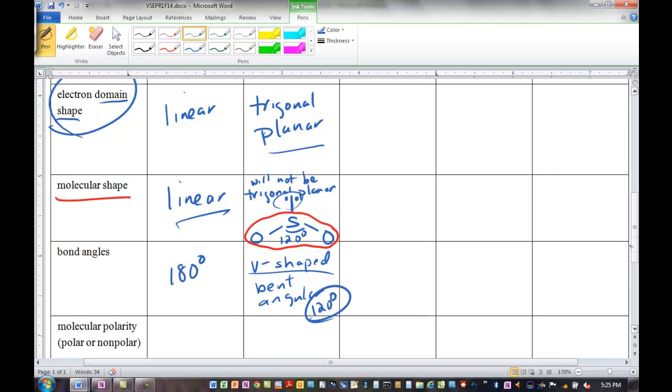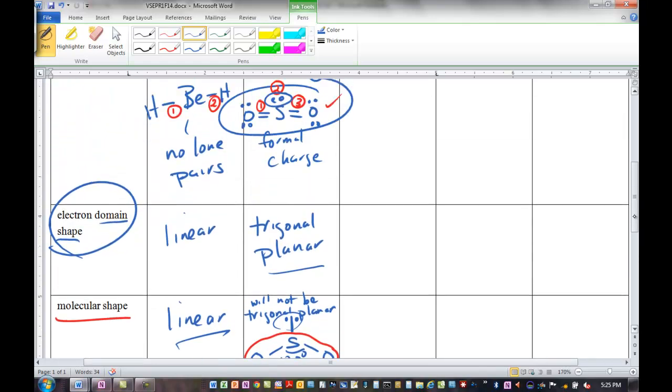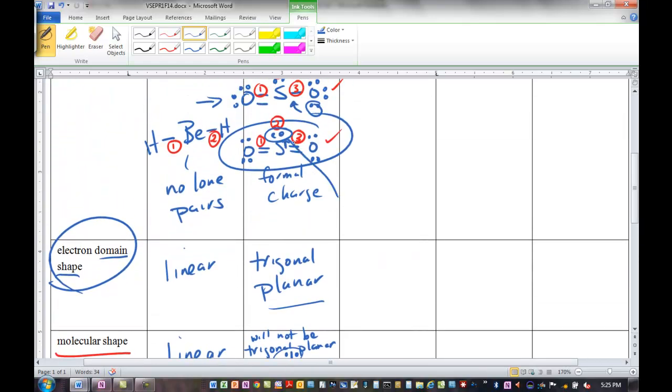All right, so there's 2 pairs and 3 pairs. Now remember, if there are lone pairs like this structure, the molecular shape, the actual geometry, how the atoms are arranged, will not be the same as this electron domain shape. 2 pairs linear, 3 pairs trigonal planar. All right, now let's get to 4 pairs, I believe.